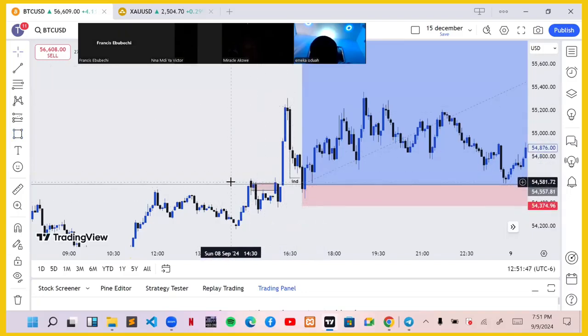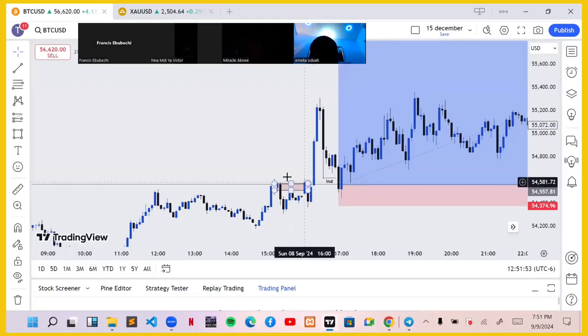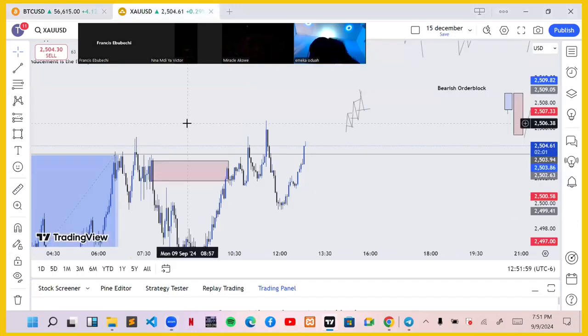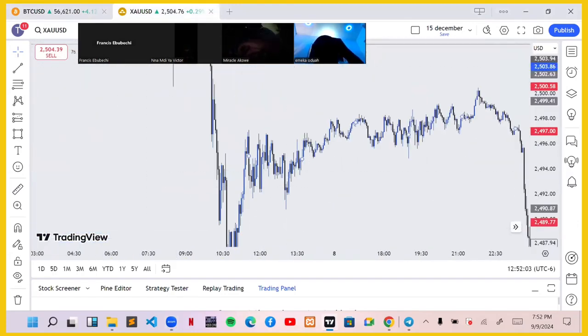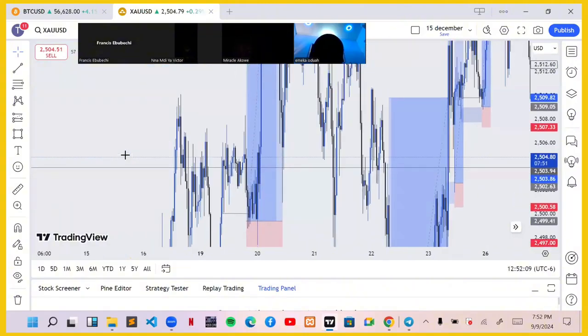This zone now is a breaker block, and if you pay attention, this was a bearish order block here. This was what I used to get my entry for this BTC buy. Now, that's why sometimes you have a trade and you have an order block, you have a breaker block. Market will not trigger your order block and you miss the trade, but if you don't pay attention, you won't see another place the market reacted off of. That place the market reacted off of is a breaker block.